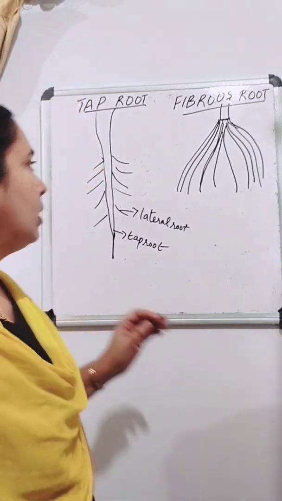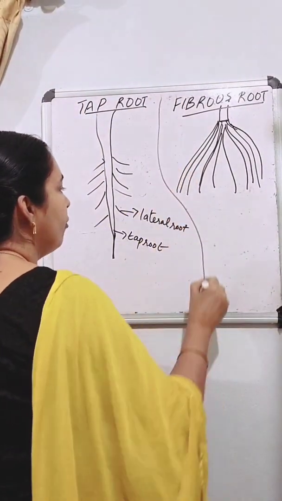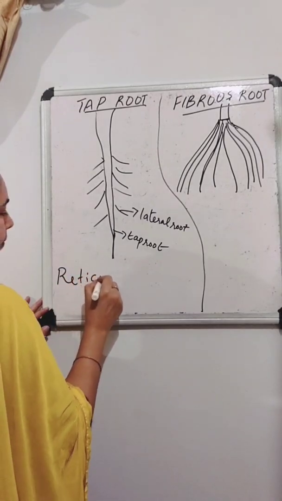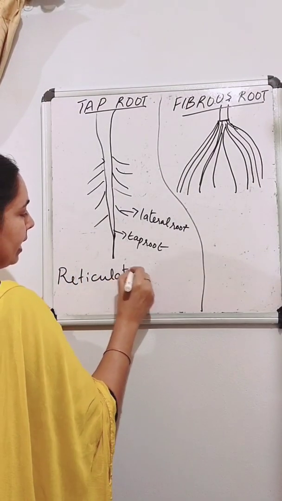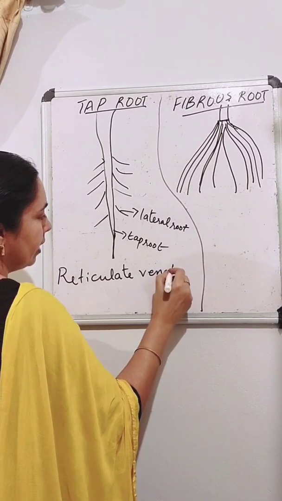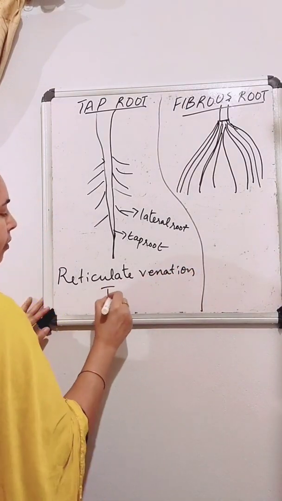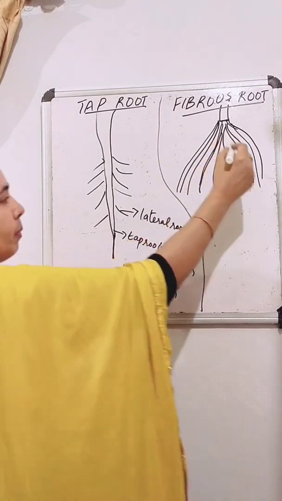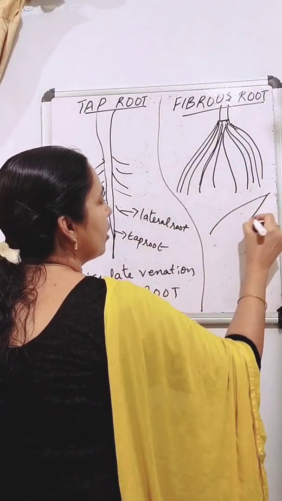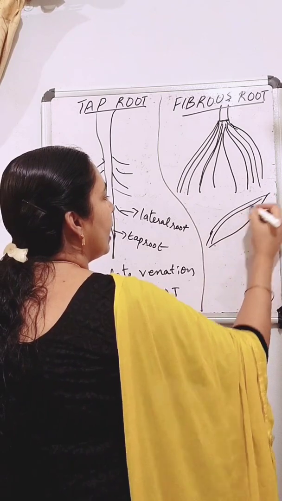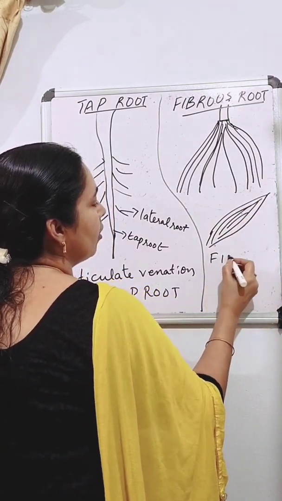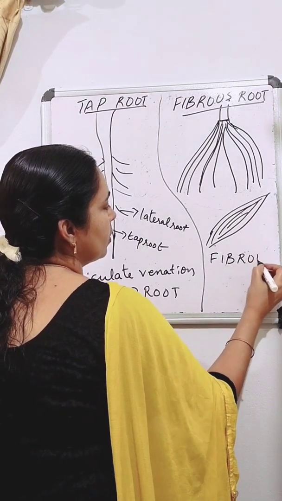Okay, so all the plants that have reticulate venation have taproot. And all the plants that have parallel venation, they show what? They show fibrous root.